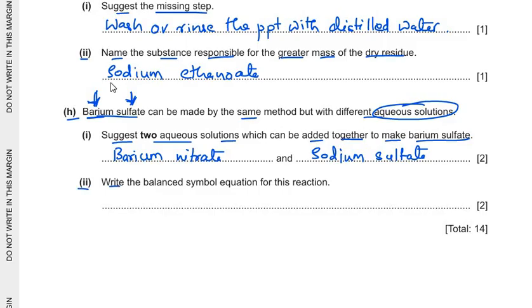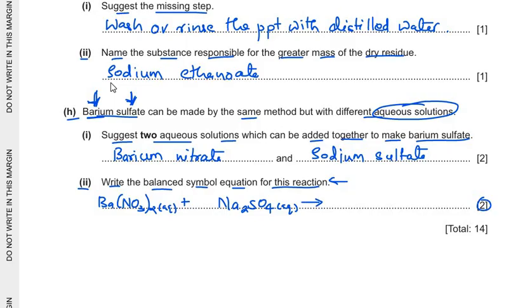The second part is write the balanced symbol equation for this reaction. Now if we are mixing barium nitrate, we should write the correct formula of barium nitrate, that is Ba(NO3)2, plus sodium sulfate, Na2SO4, both in the aqueous form. So we are writing the state symbols also, but I think that's not really needed because they haven't mentioned it, but it carries 2 marks, so let me be on the safe side and write it.